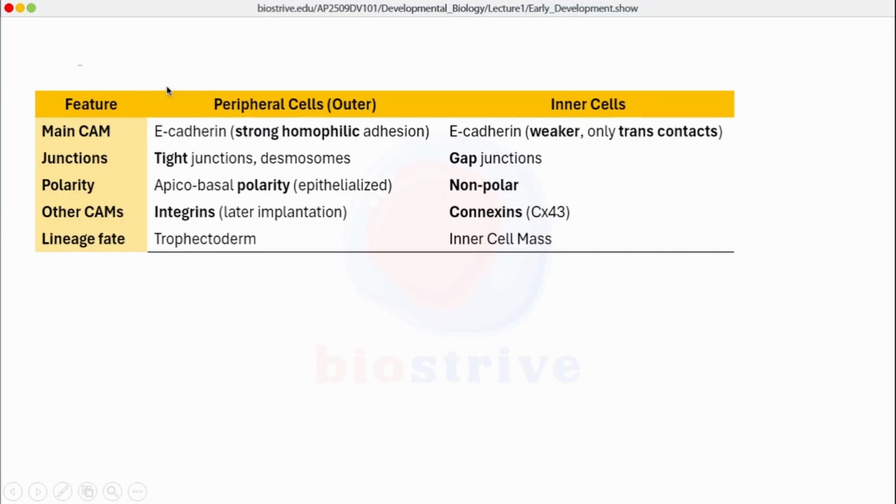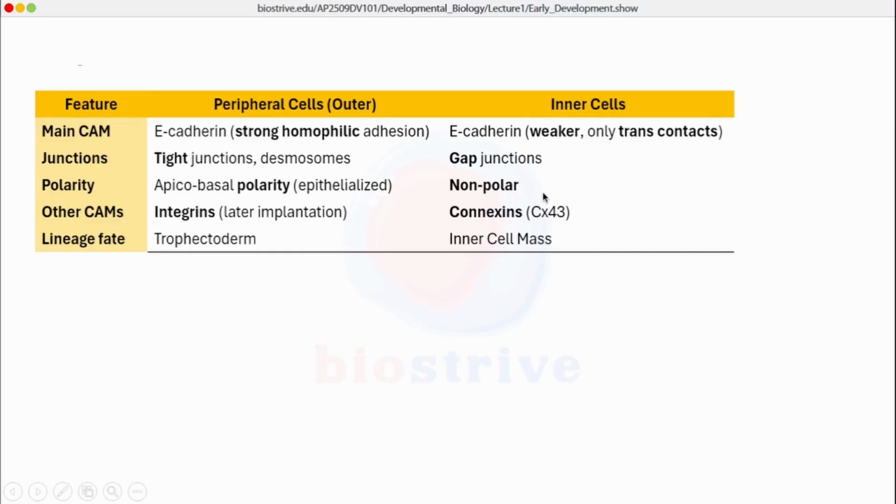This table represents the basic differences between these outer cells and inner cells. These outer cells will express strong homophilic cadherin interactions, whereas in case of inner cells there will be cadherin but weaker interactions due to only trans contacts. In case of peripheral cells, there will be tight junctions and desmosomes. In case of inner cells, there will be gap junctions. In case of peripheral cells, there will be specific apicobasal polarity. No such polarity will occur in case of inner cell mass.